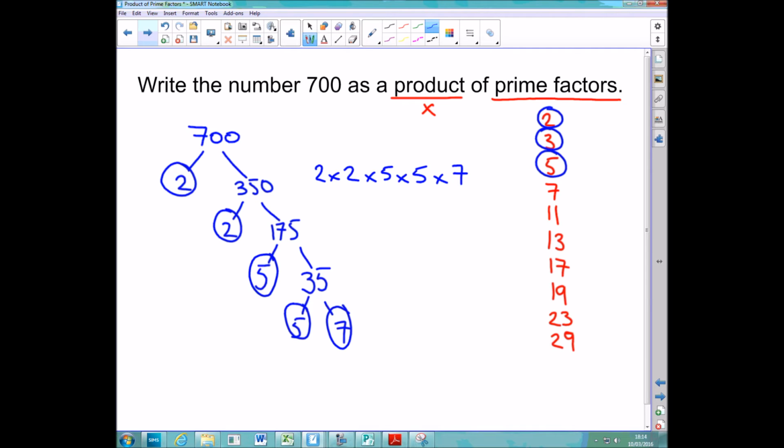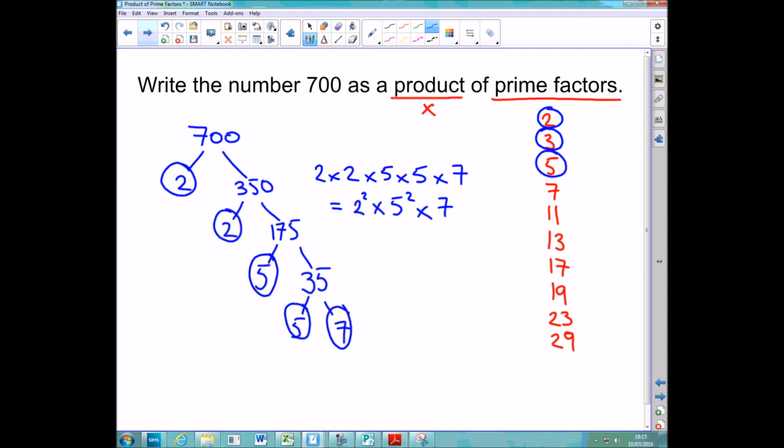Now, unfortunately, that is not enough to get all the marks on your exam. Instead, we've got to write it in what we call indice form. This means that any numbers that are times by themselves, we need to write to a power. Hopefully you remember that a number times by itself is squared. So you can see here that we've got 2 times 2, which is the same as 2 squared, times 5 times 5 is also 5 squared. And 7 doesn't have anything times by itself, so it's just left as 7.